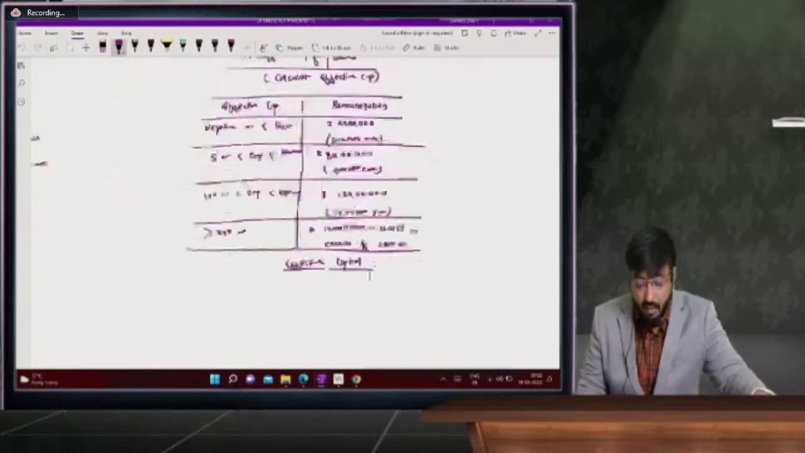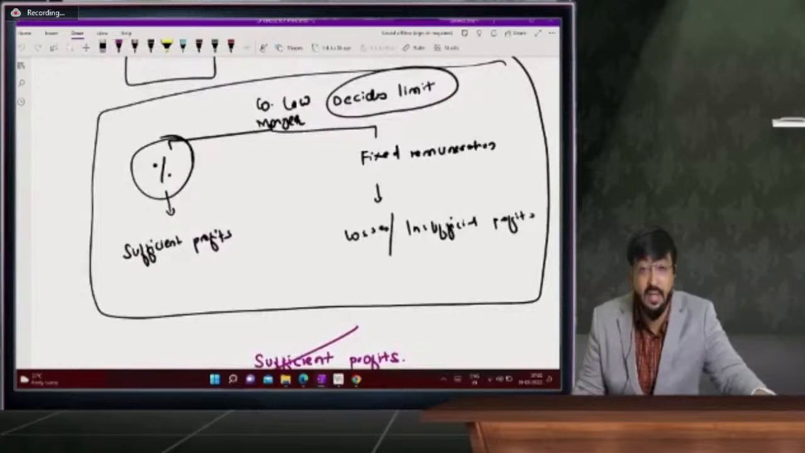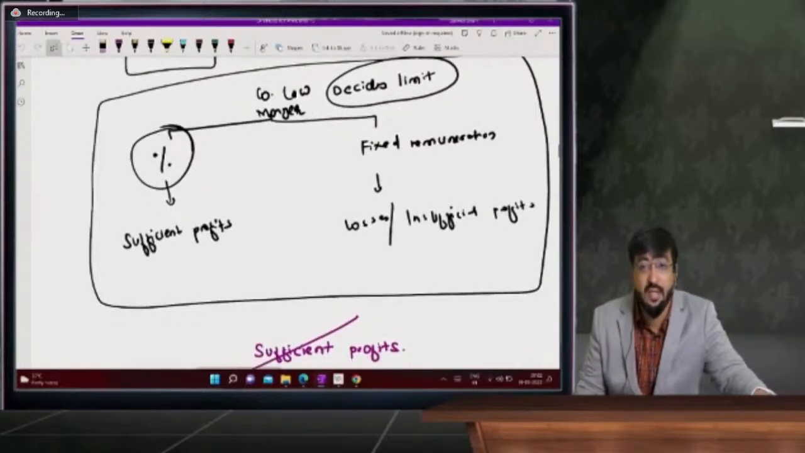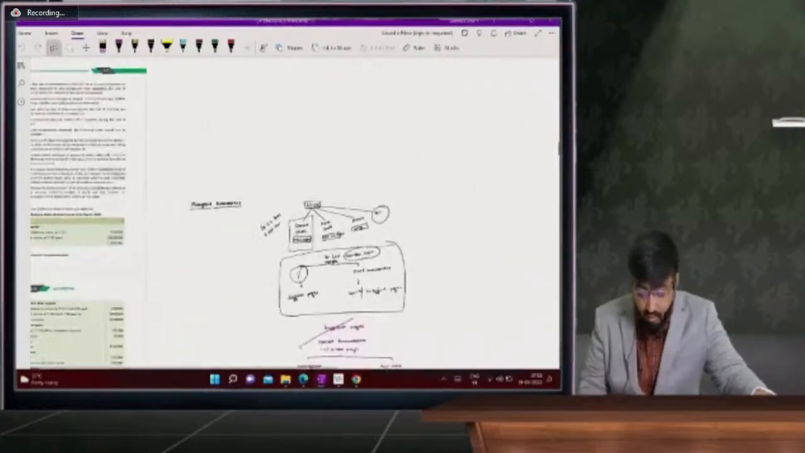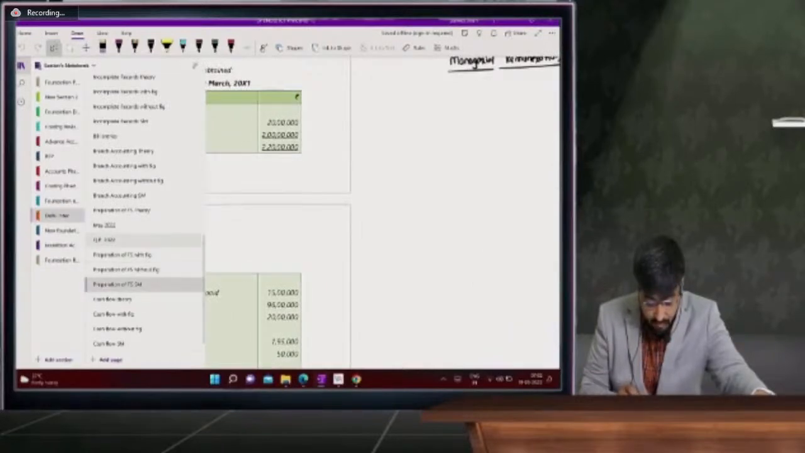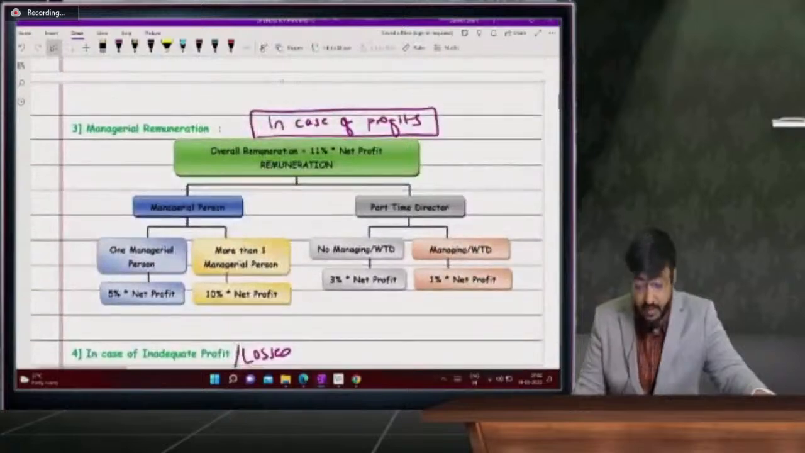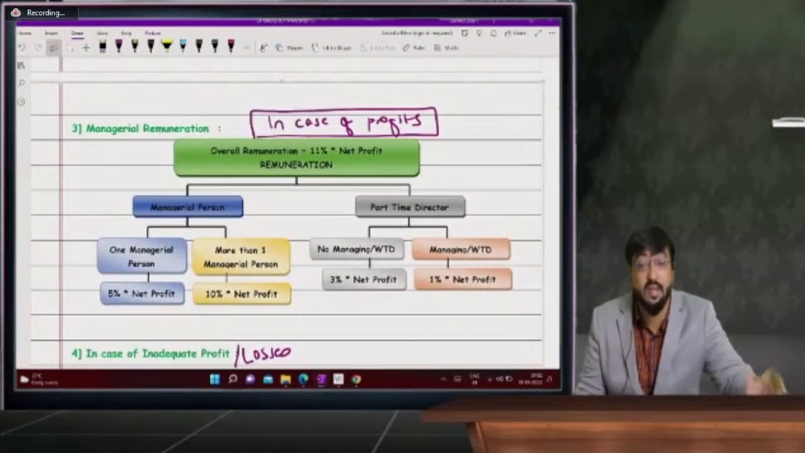As you are aware, managerial remuneration is based on a percentage if there are sufficient profits, but if there are losses or insufficient profits, it is based on fixed remuneration. When you are calculating the percentage, it is total 11%. You can see this theory. The 11% is the overall remuneration, and whenever there is one manager person, he will get 5% of the net profit, and if more than one manager person, they will get 10% of the net profit.